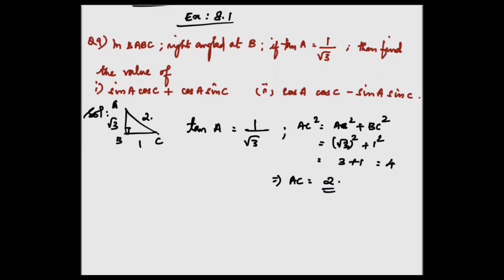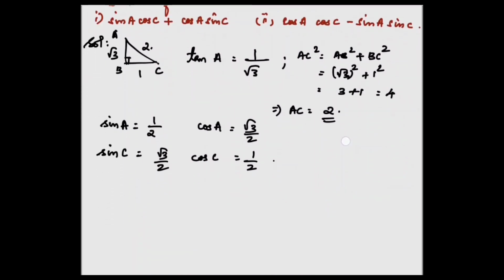So let us find out sin A, sin C, cos A, cos C value. Sin A is opposite by hypotenuse, that is 1 by 2. Sin C is opposite by hypotenuse, that is root 3 by 2. Similarly, cos A is adjacent by hypotenuse, that is root 3 by 2. And cos C is adjacent by hypotenuse, that is 1 by 2.